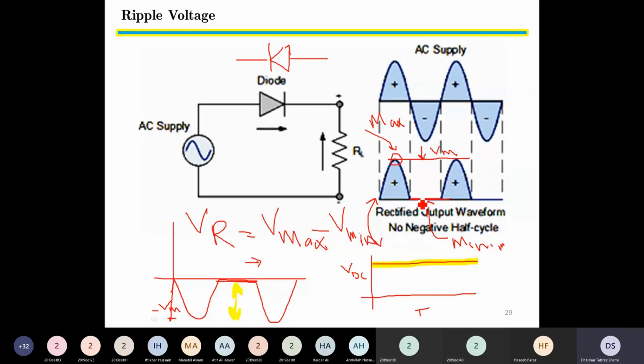If the maximum voltage is 10 volts and the minimum voltage is 2 volts, then the ripple voltage is 8 volts. In this case, if maximum voltage is 10 volts and minimum voltage is 2 volts, the ripple voltage will be only 8 volts.